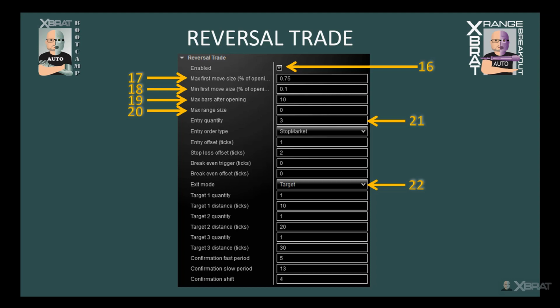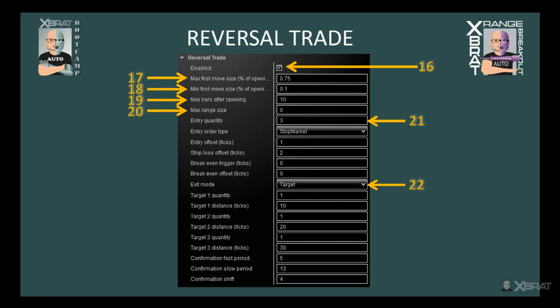The remainder are the same as in the first trading module: the order type, the entry offset, the stop loss offset, break even trigger, that sort of thing. They're all the same that we just talked about in the opening range. Number 22, this is the only exception. You should always keep this to target mode when trading the reversals, because to be honest, when we are reversing, 9 times out of 10 the EMAs would be in the wrong condition for a confirmation trade anyway. So always keep that on target mode.